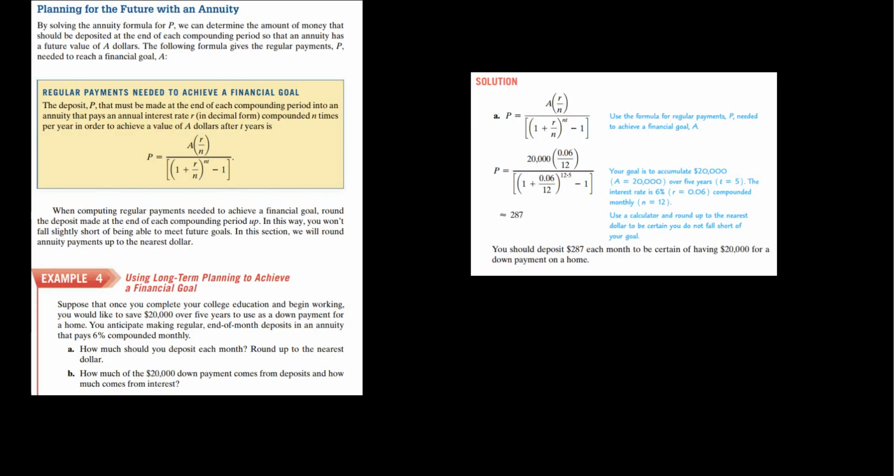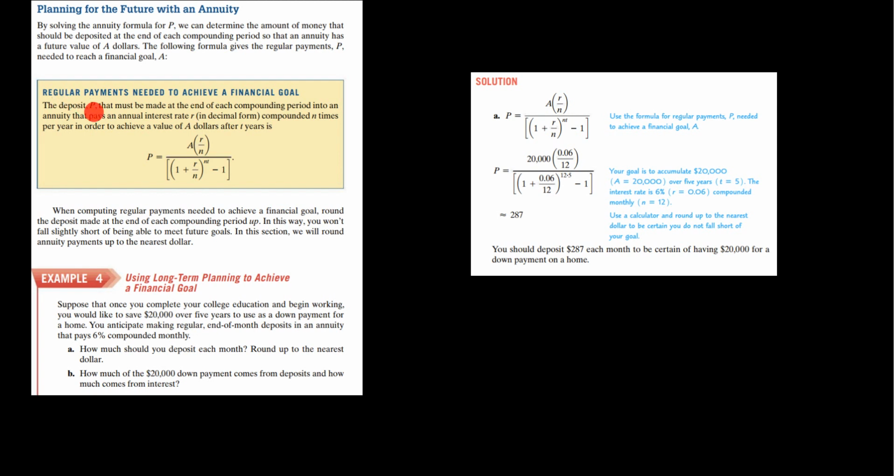Alrighty, so planning for the future with an annuity. Again, our formula here gives the regular payments needed to achieve a financial goal. So this is again kind of like the problem of how much should I put into an account that has X amount of interest if I want to have $20,000 at the end of 18 years. This is kind of like that, except a little bit different, obviously.